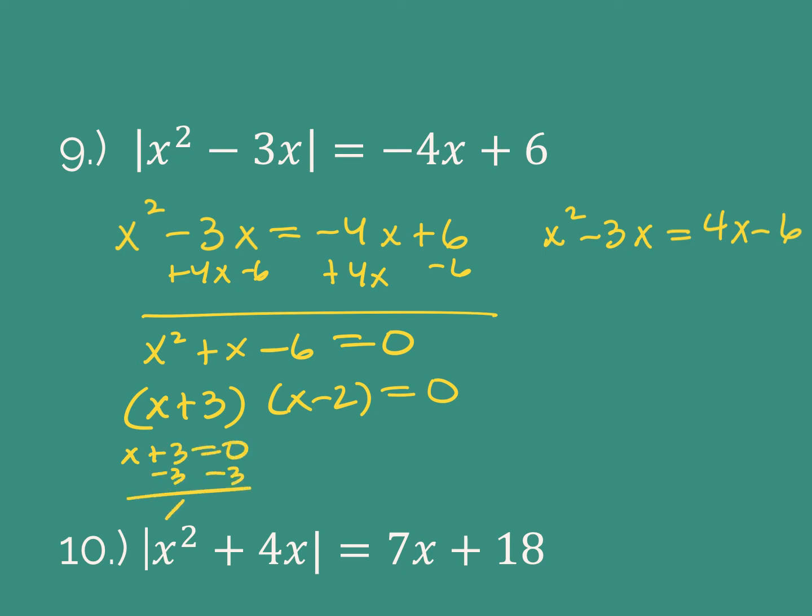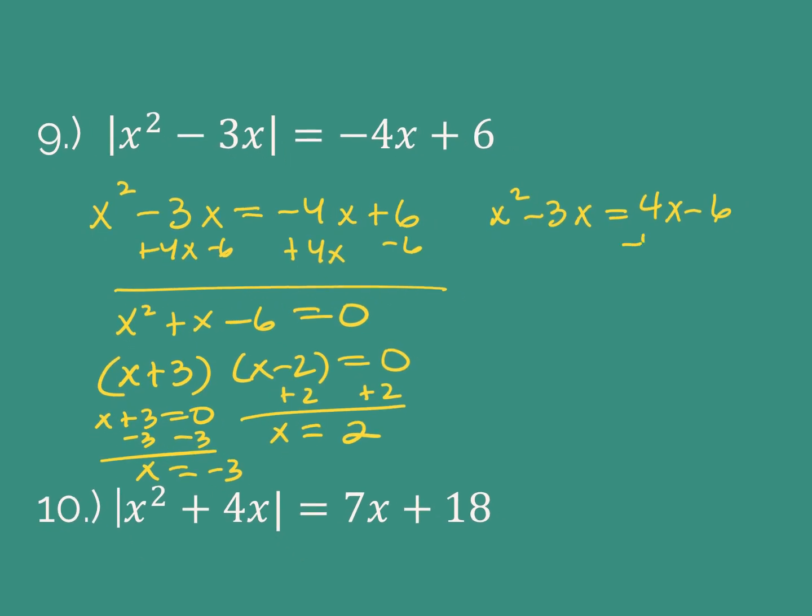Subtract 3. X equals negative 3 is the first one. Add 2. X equals positive 2. Now, I'm going to go back and do the check in a minute. Let me solve the other one. I actually have to do 4 different checks here.